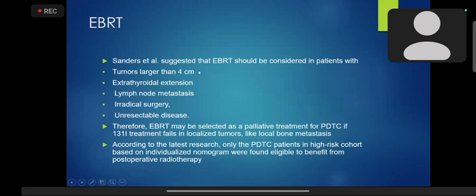So Sanders et al. suggested that EBRT should be considered in patients with tumor larger than 4 cm, extrathyroidal extension, lymph node mets, radical surgery, or unresectable disease. Therefore, EBRT may be used as a palliative treatment for poorly differentiated thyroid cancer if iodine 131 treatment fails in localized tumors or local bone mets.